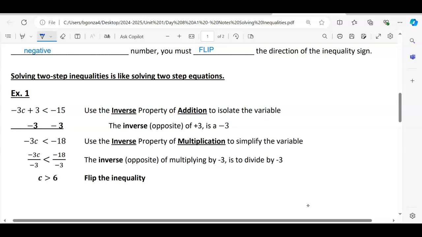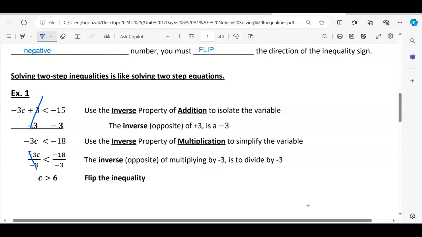First thing I need to get rid of is the loner plus 3 by subtracting 3, right? So they cancel out, and I do it on both sides. Negative 15 minus 3 is negative 18. Now, last step. To get rid of any number in front of the variable, any coefficient, you have to divide, right? Negative 3 and c are multiplying, so we have to do the opposite. Divide by the exact same number, negative 3. So look, the negative 3 on the top and bottom cancel out. Now I just have c. Negative 18 divided by negative 3 is positive 6.